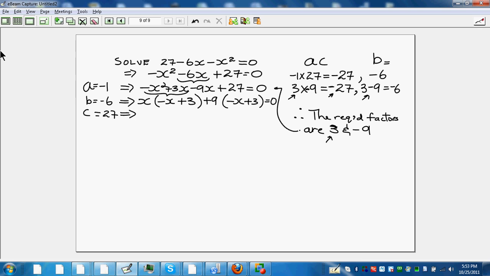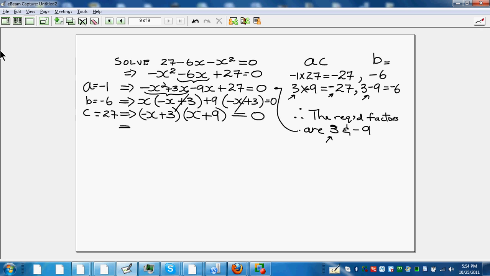Then what we do is we recognize that minus x plus 3 is common, so we'll take that out as a factor now. So we get minus x plus 3 as our factor coming out. And in the first pair, if we take minus x plus 3 out, we'll end up with x. And in the second pair, if we take minus x plus 3 out, here we'll end up with positive 9. And don't forget, all of that is equal to 0.